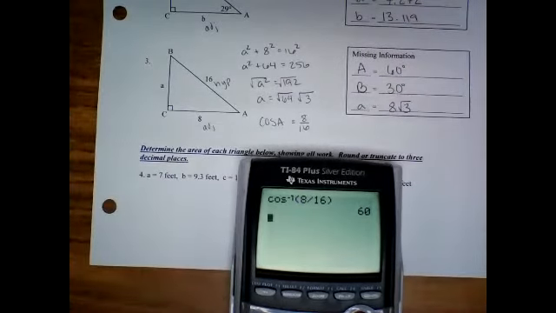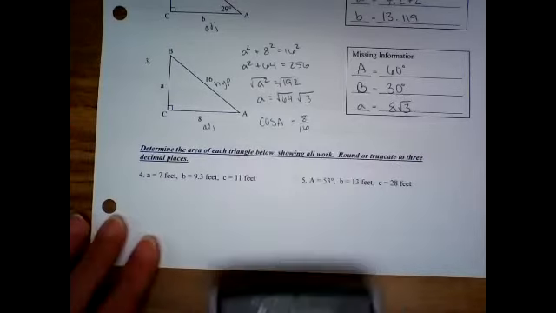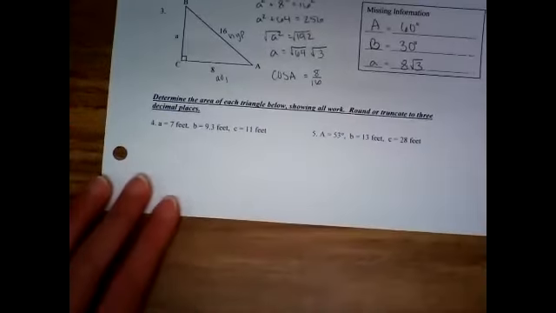But if it came out to something that was a strange decimal and you couldn't just tell from looking at it, you would store it. So store alpha A, enter, and then do 90 minus that. So if it came out to a strange decimal, store it and then do 90 minus. All right, these are our areas.